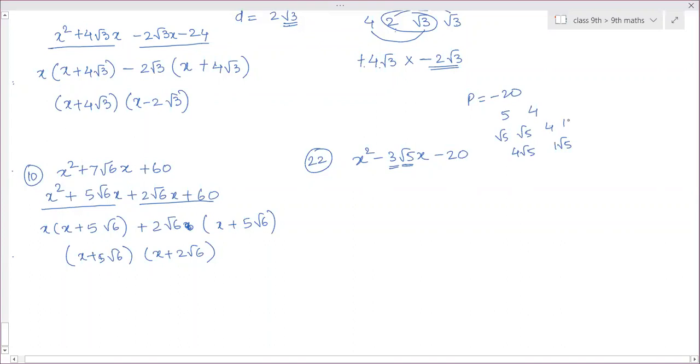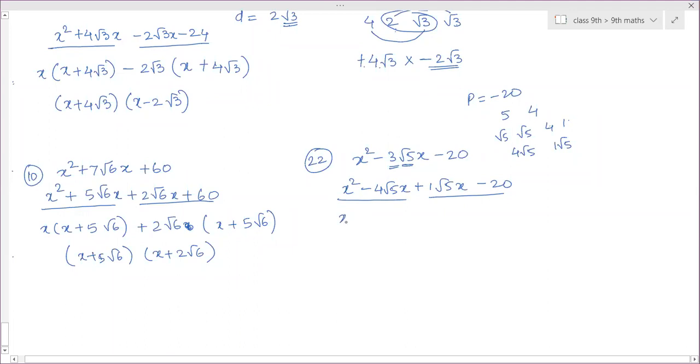The factors of 4 are either 4 and 1, or 2 and 2. With 2 and 2 the difference cannot be 3, so we cannot take that. So 4 into 1: substitute 4 root 5 and 1 root 5 inside as the middle terms. X square, the larger number should have the minus sign, that is minus 4 root 5x plus 1 root 5x minus 20. Now factorize.